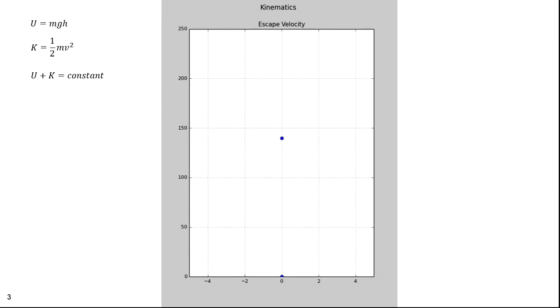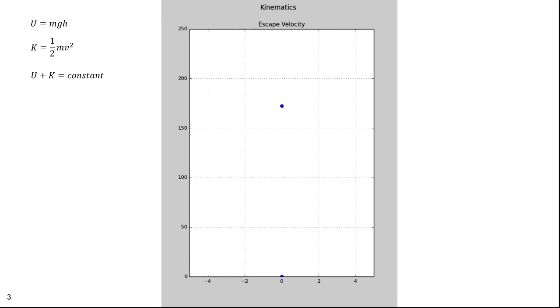Here's an example of a ball rising and falling. It starts with kinetic energy that gets converted into potential energy and back again. Kinetic energy is imparted on the ball. It's thrown straight up. In fact, to accomplish this kind of motion, you'd have to fire it from a cannon.